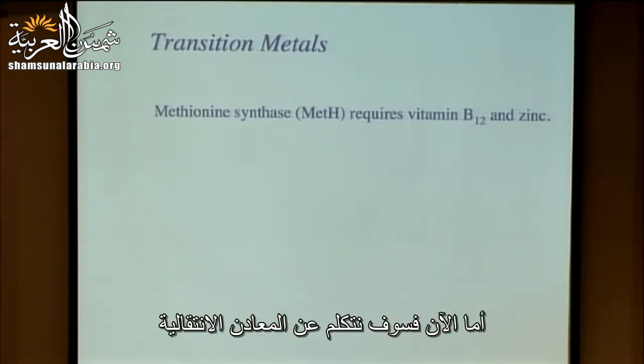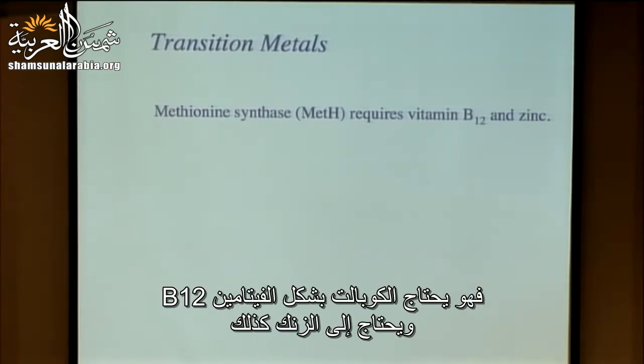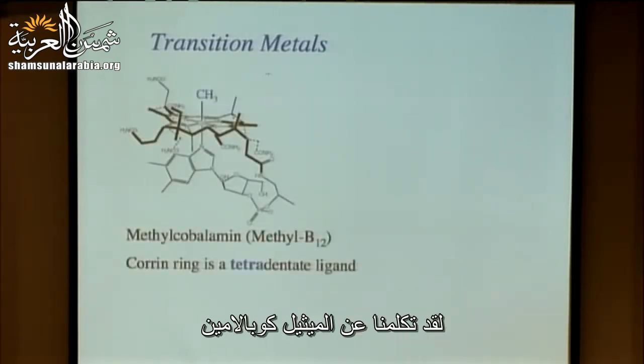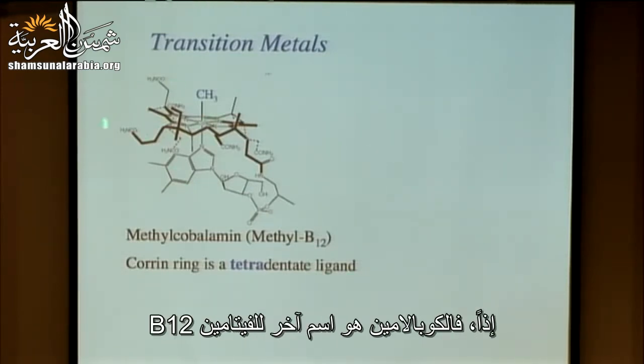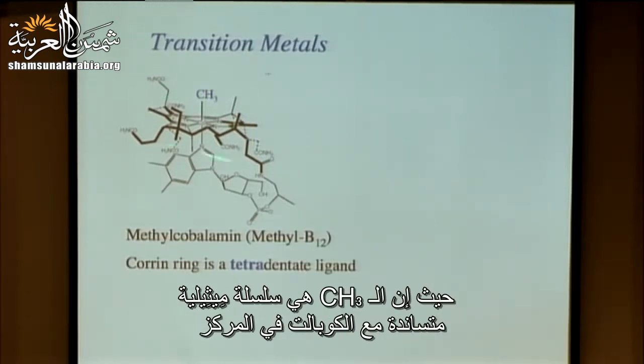Now let's talk about transition metals. So this particular enzyme needs two different kinds of transition metals. It needs cobalt in the form of vitamin B12, and it also needs zinc. So we talked about methylcobalamin. Cobalamin is another name for vitamin B12. And here we have a methyl ligand. CH3 is a methyl ligand coordinated to the cobalt in the center.